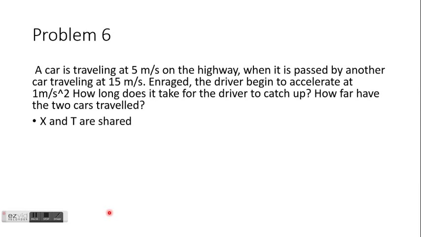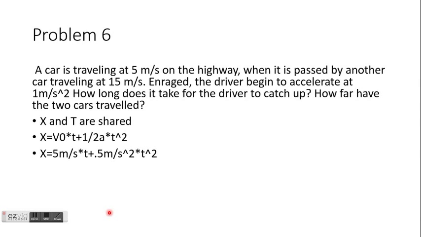So x and t are shared, so then x equals v naught times time plus 1/2 at squared, so 5 meters per second times time plus 0.5 meters per second squared times time squared. And then x equals 15 meters per second times time. And so you have two lines right here. This is a line and this is a line. They're both equal to this x. So you can take your calculator and just plug these in and turn the x into a y and turn the time variable into an x, and plug those into your graphing calculator and intersect the two lines.